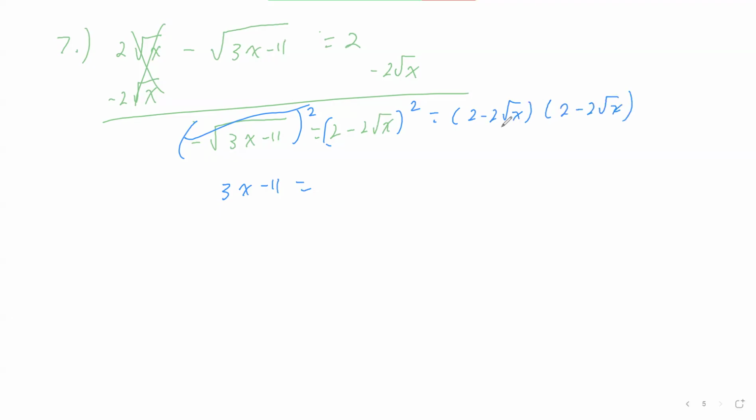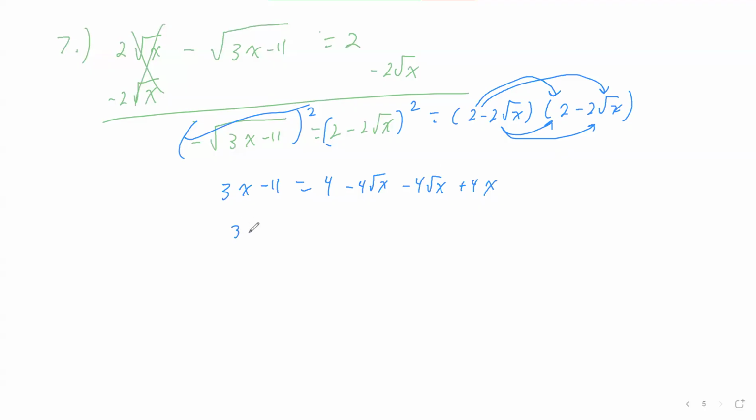So you can box method this, you can fold it, however you want to do it. So 2 times 2 is 4. 2 times negative 2 square roots of x is negative 4 square roots of x. Negative 2 square root of x times 2 is negative 4 square roots of x. And negative 2 square root of x times negative 2 square root of x, the two negative 2's will make a positive 4, and the square root of x times the square root of x would just be x.